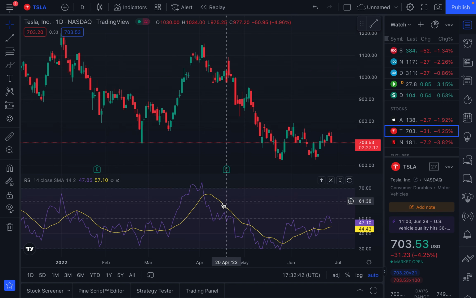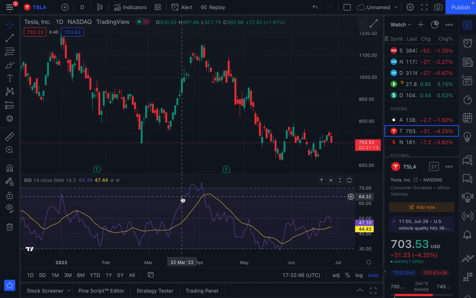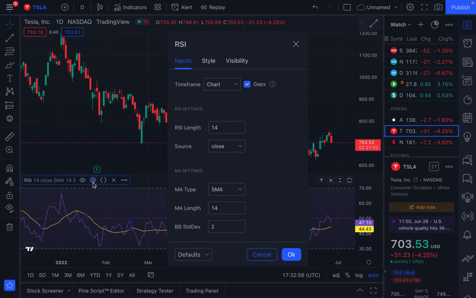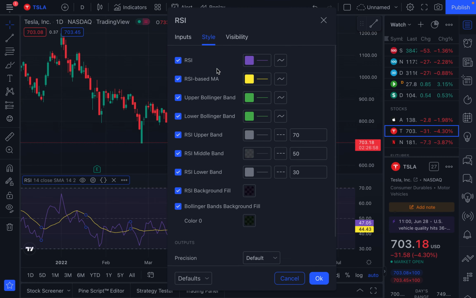However, we see that we have two separate lines. The purple is the RSI. The yellow is going to be an SMA line. I only want to focus on RSI here today, so I'm going to go into the settings and hide that yellow line. If you go to Style here, you see RSI-based MA, so moving average, and this is the yellow line. I just click here, and that'll hide it for me, so that we're only focused on the RSI.